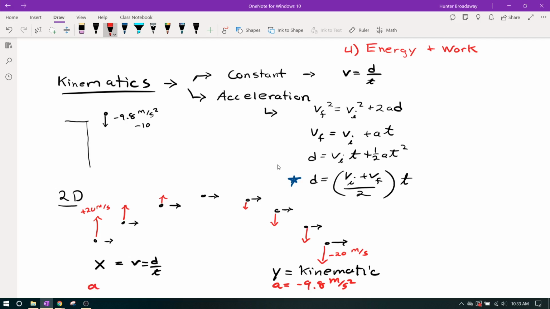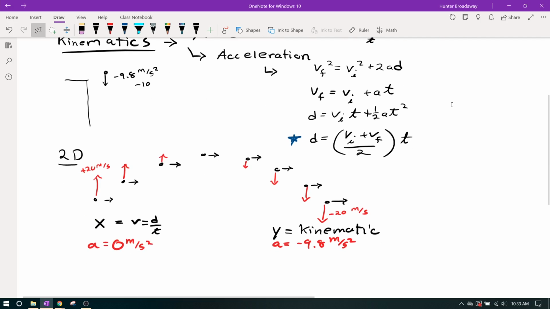The acceleration in the x direction of any projectile is always 0 meters per second squared. 0, none, nada, absolutely none. That one is tough for people to remember.